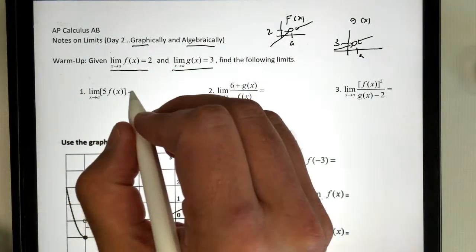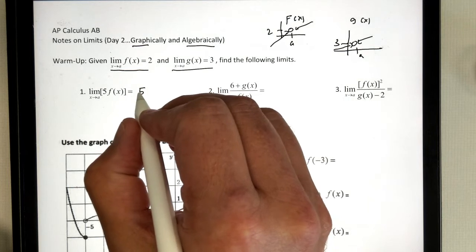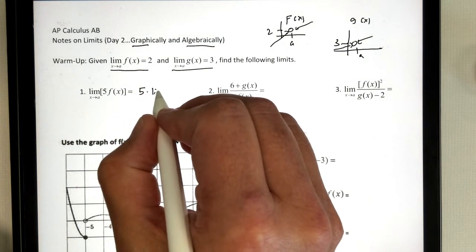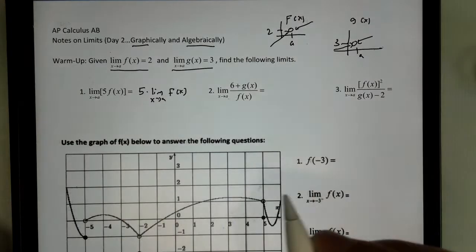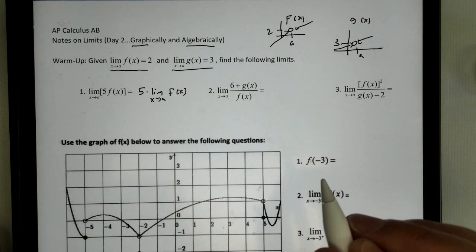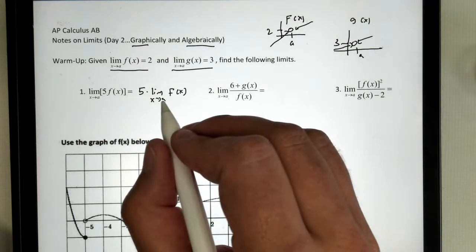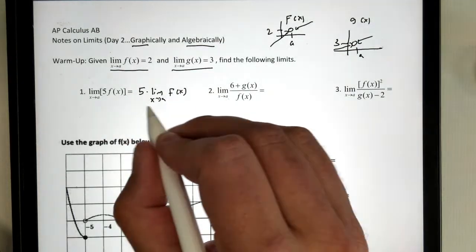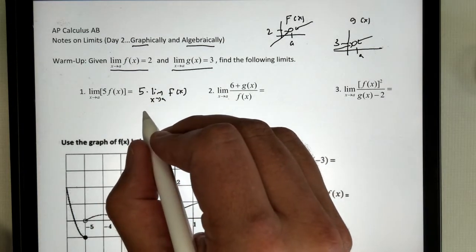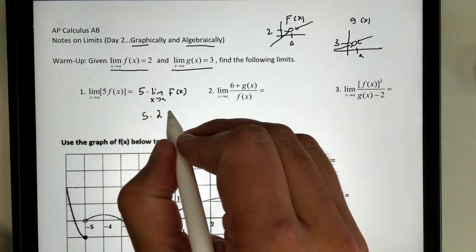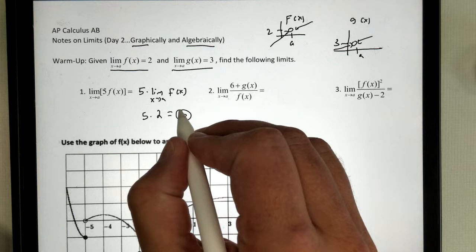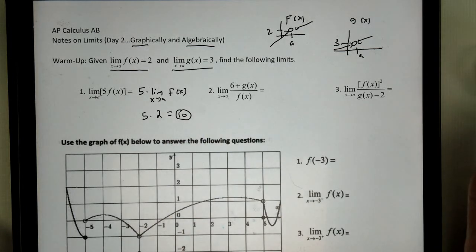Now there is a special format for the AP. You should write this out. Rewrite it, the limit as x approaches a of f of x. I know it seems kind of weird to do that because you can do all of this in your head, but the AP does want a specific format for us. So I can write this as 5 times, well, f of x is just approaching 2, so 5 times 2, it's just 10. And there's our answer.